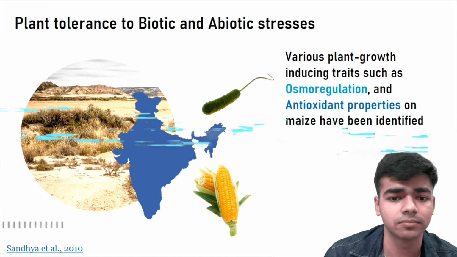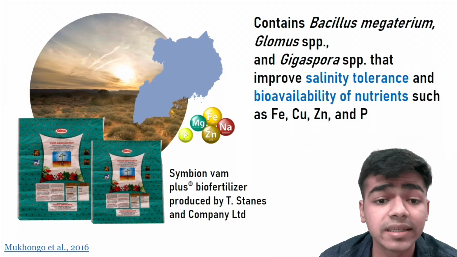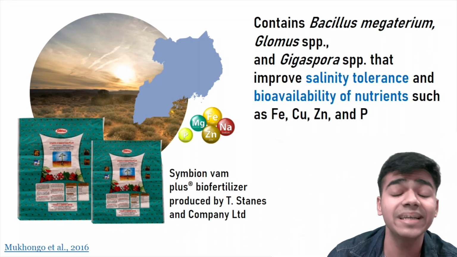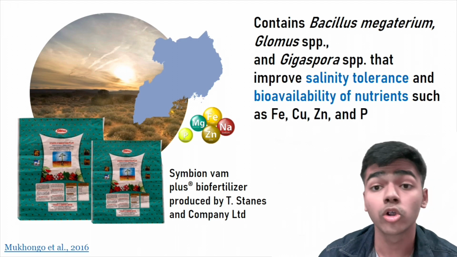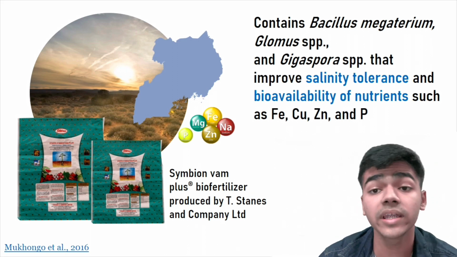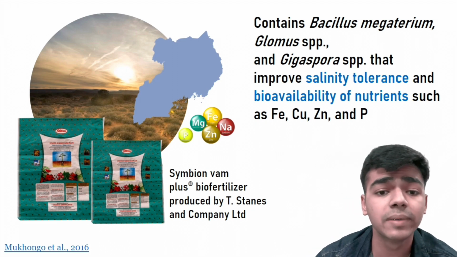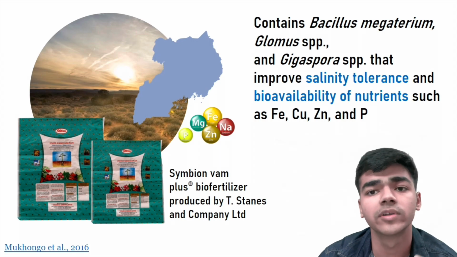and water loss. For example, in Uganda, certain farmers use a biofertilizer called Symbiome Van Plus biofertilizer, produced by T Stains and Company Limited. It contains Bacillus megaterium, certain strains of Glomus, and Gigaspora. They improve salinity tolerance and bioavailability of nutrients such as iron, copper, zinc, and phosphorus.